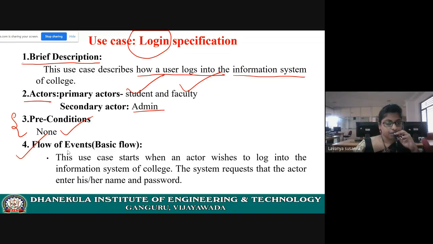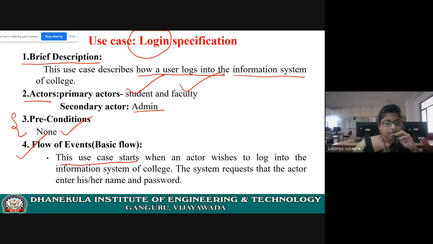Please listen carefully. You need to write the use case specification on your own. First point: in the flow of events, you need to start with who initiates the request, how the use case starts, and how the use case ends. You need to describe how data is exchanged between the actor and the use case.